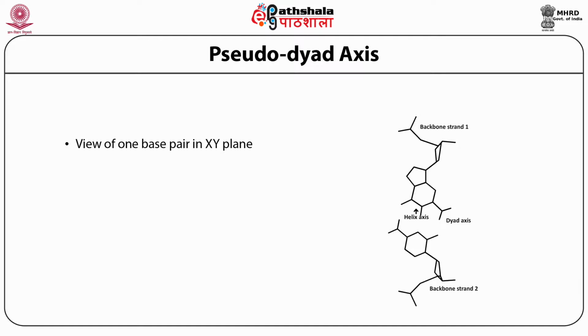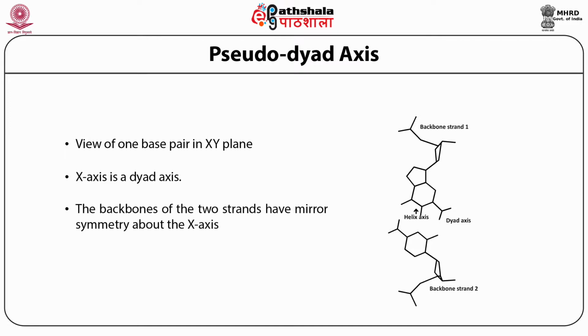In this case, the x-axis is a dyad or a pseudo-dyad axis. Dyad because the backbone has a mirror symmetry around that axis, and it is called pseudo-dyad because the bases are not identical, so they are not mirror images. But if you imagine the same base on the opposite strand, then it will be a mirror image. That's why we call it a pseudo-dyad axis.